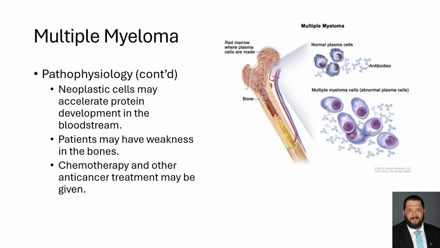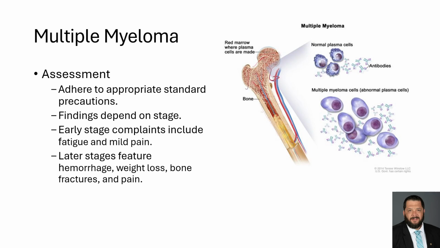Neoplastic cells may accelerate protein development in the blood. Patients may have weakness in the bones, and chemotherapy and other anti-cancer treatments may be given for these patients. For pre-hospital treatment, we're really looking at making sure we have standard precautions and standard supportive care, and findings are going to depend largely on the stage of the disease. Early stage complaints include things like fatigue and mild pain, while late stage can be hallmarked by hemorrhage, weight loss, bone fractures, and a significant amount of pain.